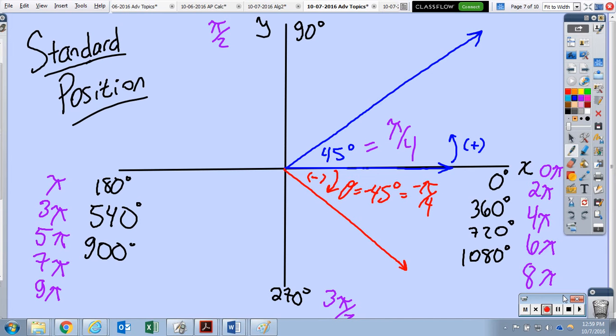So we know that a full rotation is how many radians? 2 pi. 2 pi radians is one full rotation. So 0 pi, like 0 degrees, is if it didn't open up at all. 0 degrees is 0 pi. If you do one full rotation, the terminal ray would end up in the same position.